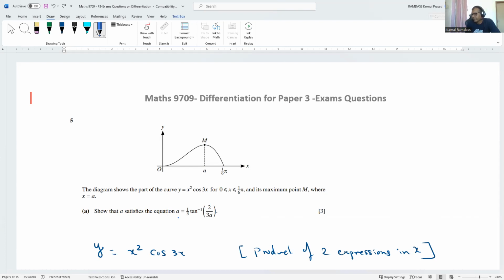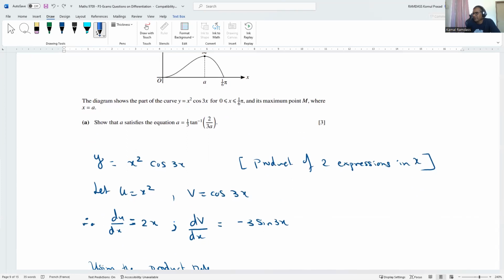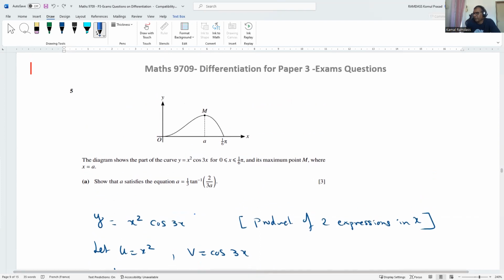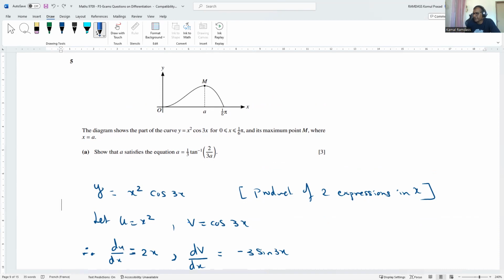Finally, we want to find the coordinate of A. Here x is equal to A, and y is equal to x squared cos 3x. What I need to do is find dy by dx. Actually, we are not going to evaluate at x equal to A, sorry. We equate dy by dx to 0 to get the stationary point here. So y is equal to x squared cos 3x.